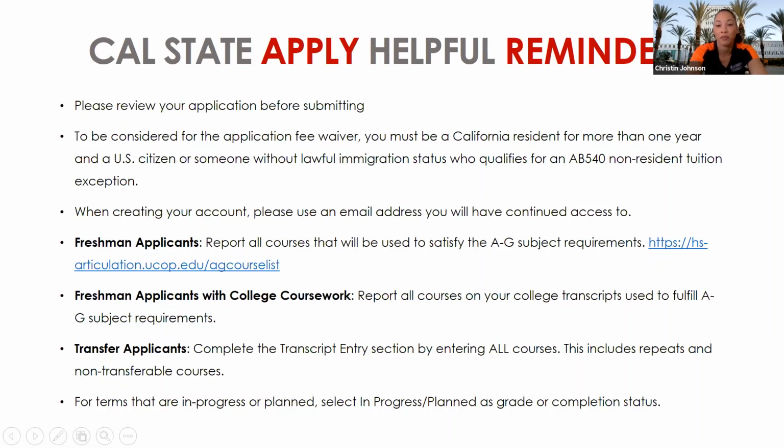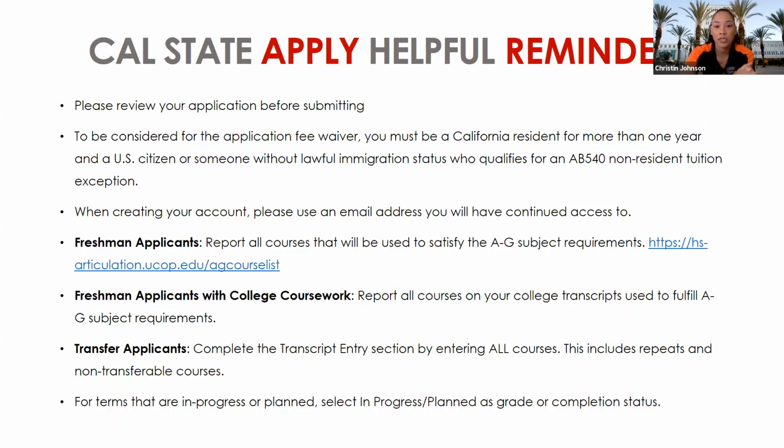Also, when you're creating an account, please use an email address that you will have access to. Sometimes students applying from high school will use a high school email address, but a lot of times you do lose access to that after you graduate high school. So whatever email address you use to set up your Cal State Apply application, just make sure that you will have continued access to it.